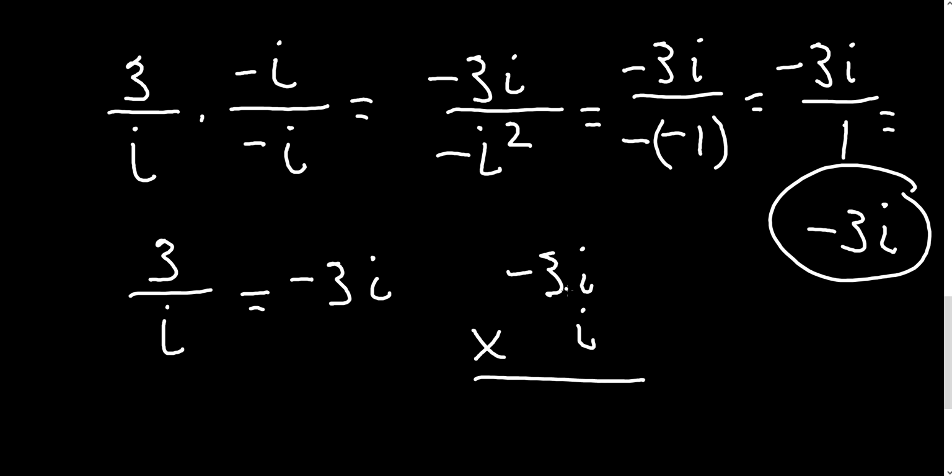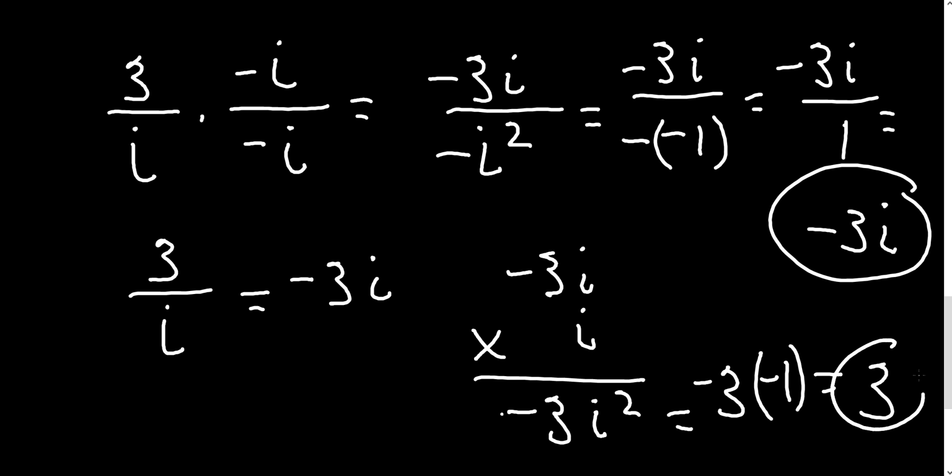So I got negative 3i times i is negative 3i squared. And the i squared is negative 1, so it's negative 3 times negative 1, which equals positive 3. So this 3 and this 3 match, proving that this works. All right, that's it for 3.1.